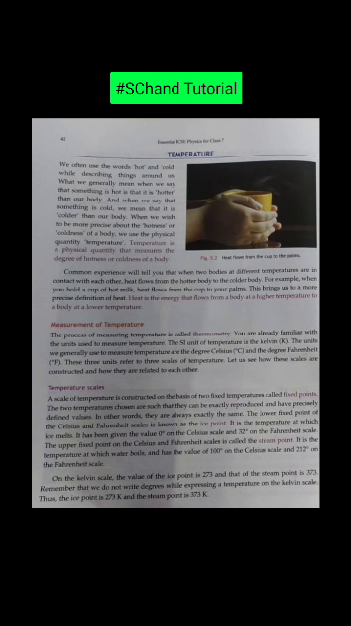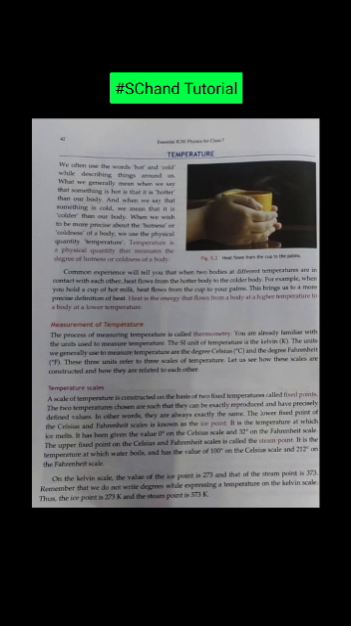A scale of temperature is constructed on the basis of two fixed temperatures that are called the fixed points. The two temperatures chosen can be reproduced, and they have definite values. For example, in the Celsius scale we have the ice point and the steam point. The ice point is the point at which ice starts melting or water freezes. And the steam point is the point at which water starts boiling.